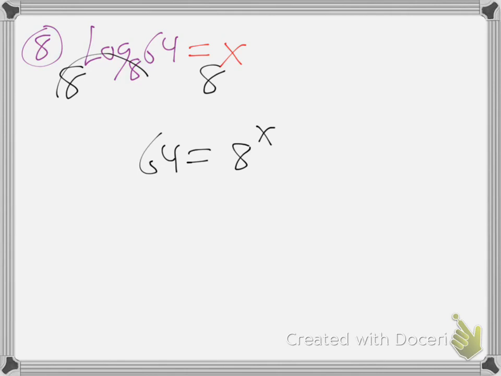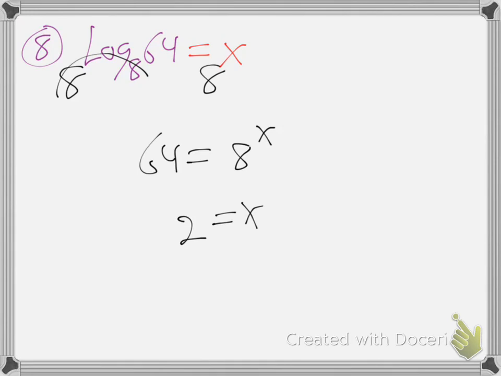And now, can you solve for x, like I was saying, kind of by observation? Like, what does x have to be? 8 to what power is 64? It's got to be, x has got to be 2, doesn't it? Does that make sense? x has got to be 2, because 8 squared is 64. 8 times 8 is 64. And we're done. We solved it.